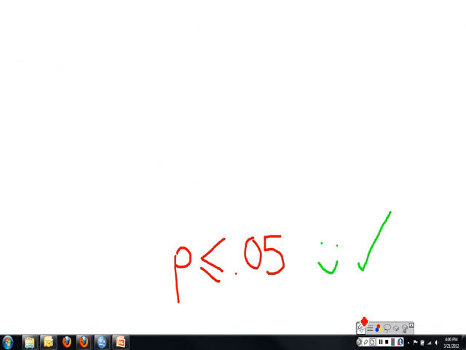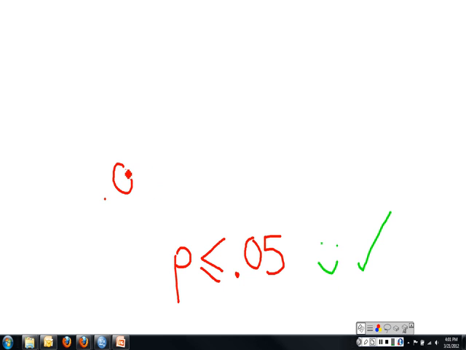So ideally that's what we're looking for. And usually you would report p less than or equal to 0.05, or if you had something less than or equal to 0.01, you could state that, or ideally 0.001. But this is usually the maximum threshold.